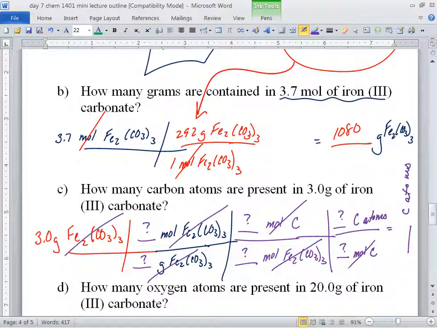And then C atoms. See if you can figure out what those numbers got to be. If you got it, help the folks around you.